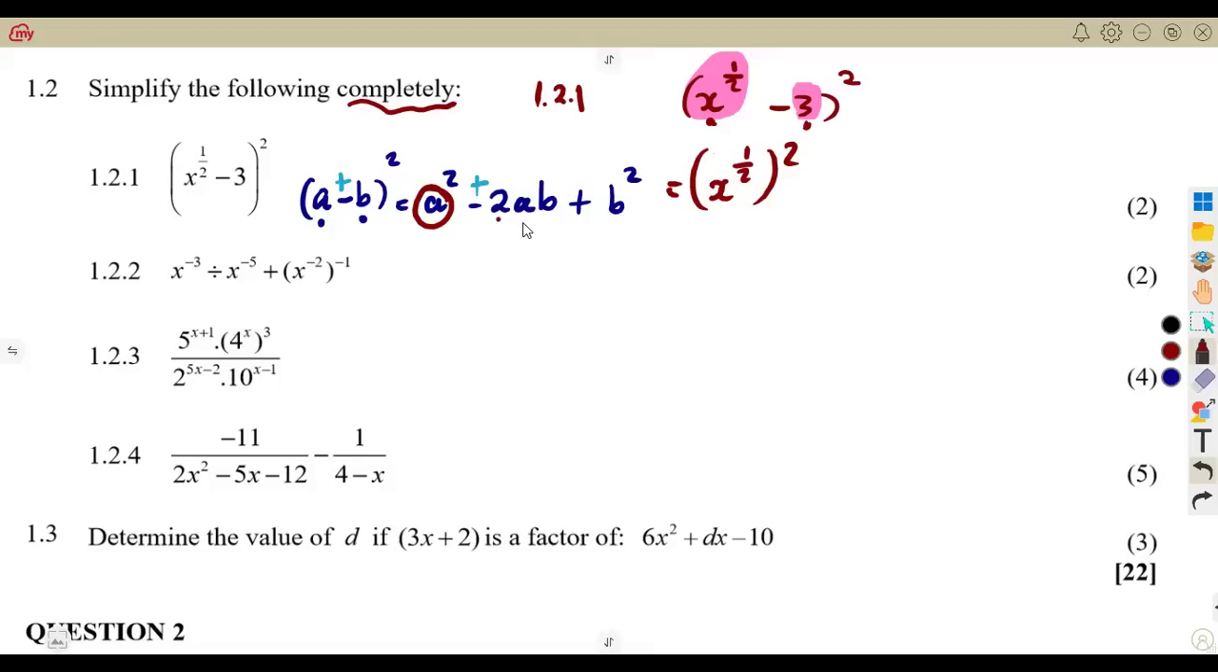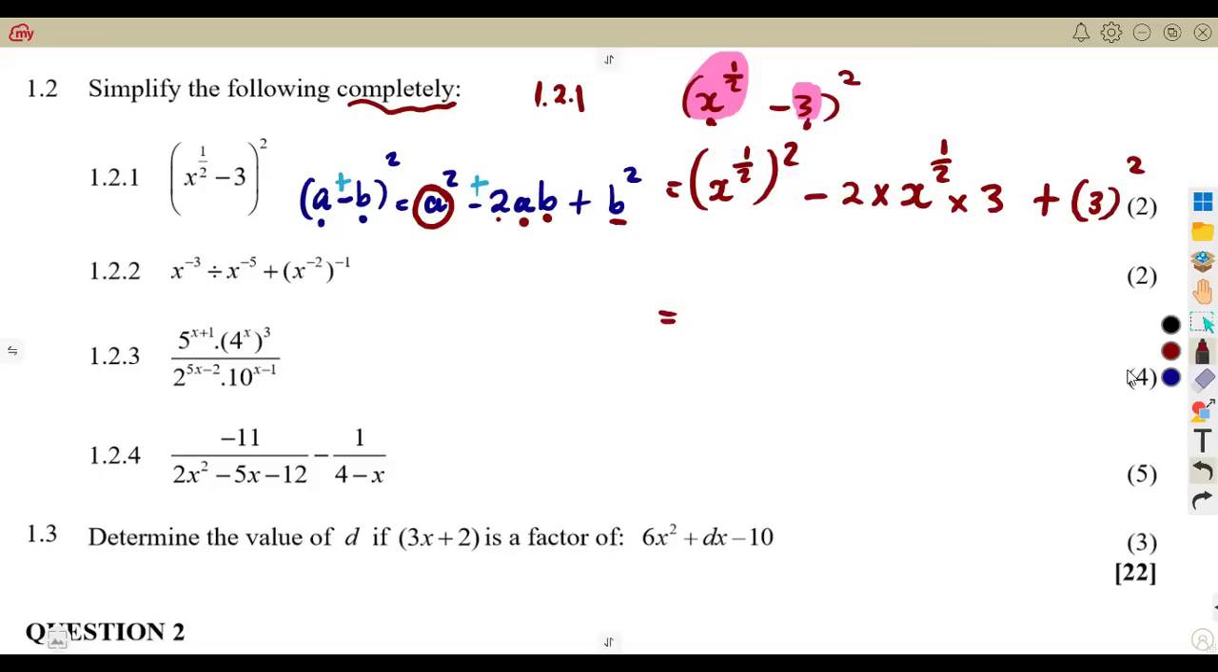Minus 2 times the first times the last. So that is minus 2 times the first. What is our first? x to the exponent of a half, times the last term, which is 3, plus b squared, which is the last term squared. So that is 3 squared. So this was going to give us the answer, guys.